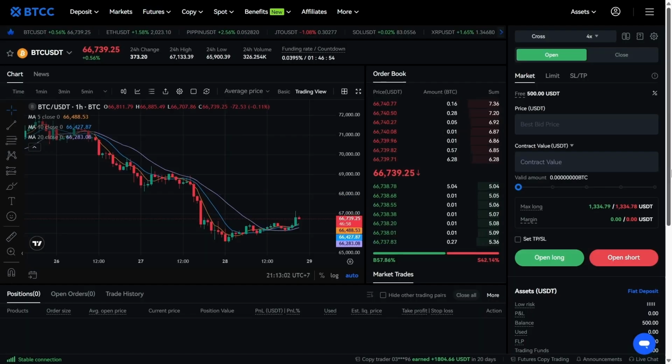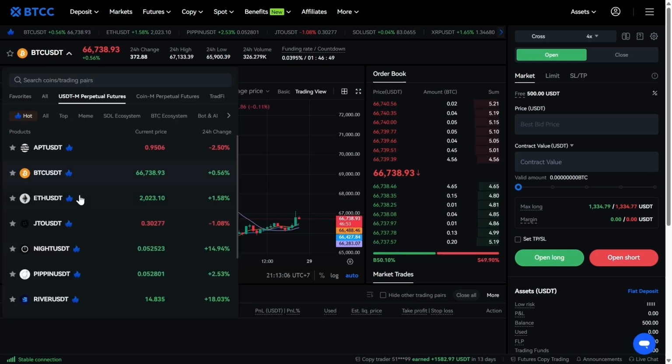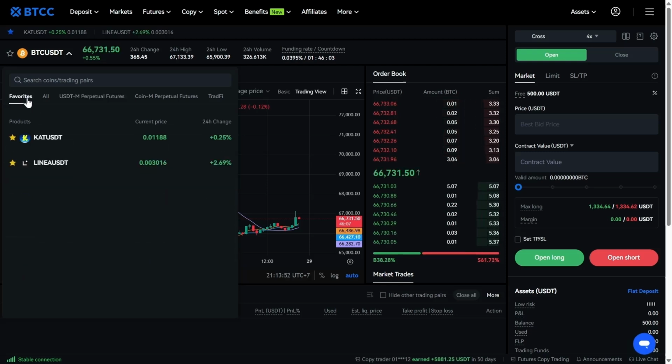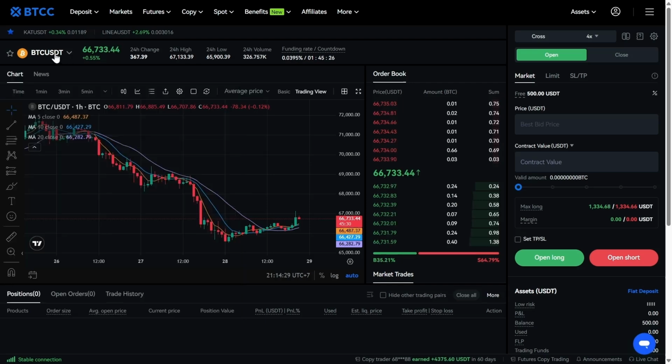Looking at the futures trading dashboard on BTCC, on the top left is where you can look at all the tokens that you can trade on BTCC. You can sort tokens through tabs like meme coins, DeFi, layer 1, layer 2. If you have some favorite tokens that you like to trade, you can star them. So let's say I like trading CAT and Linea. We can then go to our favorites and we can see Katana and Linea here. For this tutorial, we will be sticking with BTC.